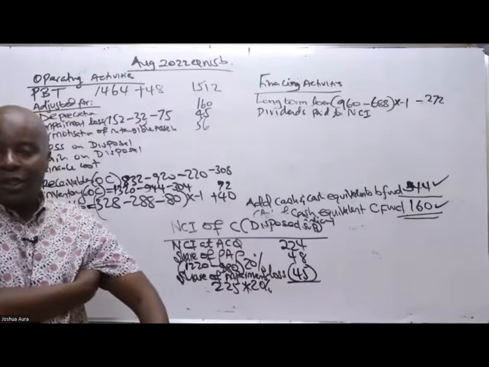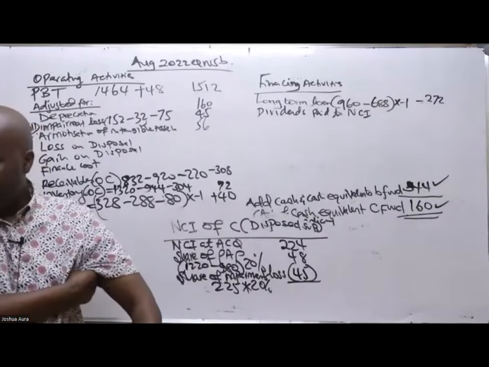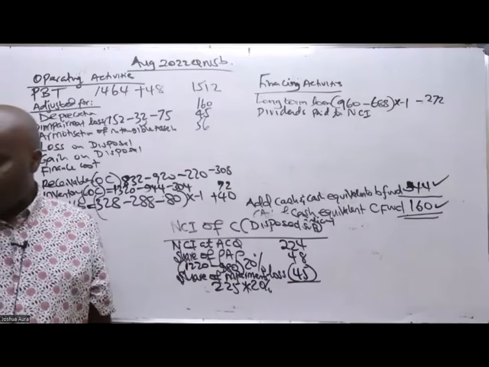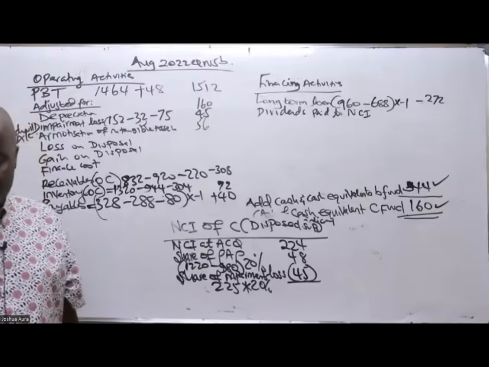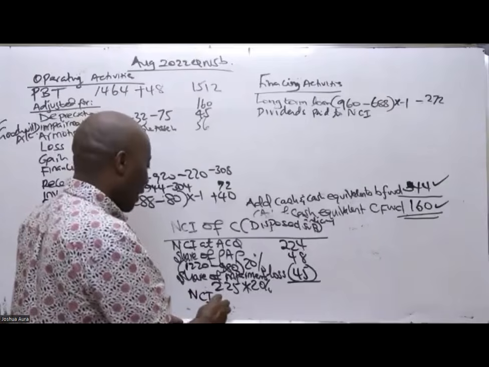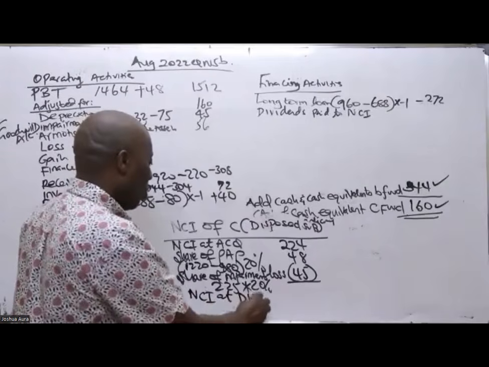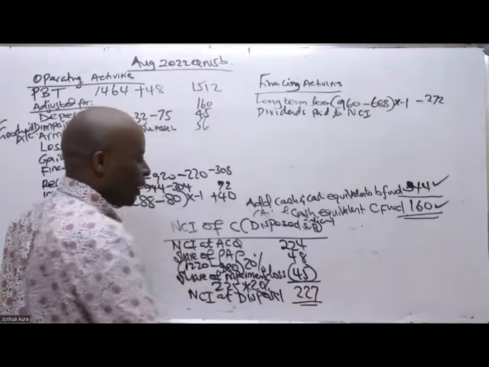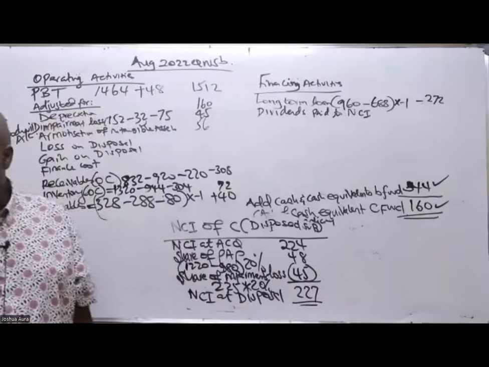The NCI of C at disposal. NCI of C at disposal, how much does it come to? 227. NCI at disposal is 227.